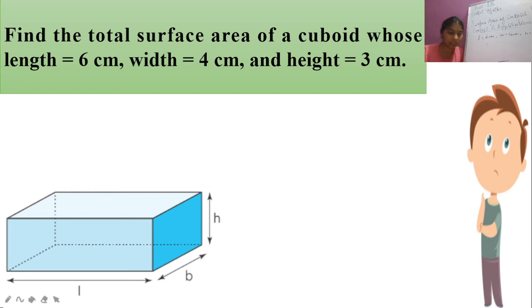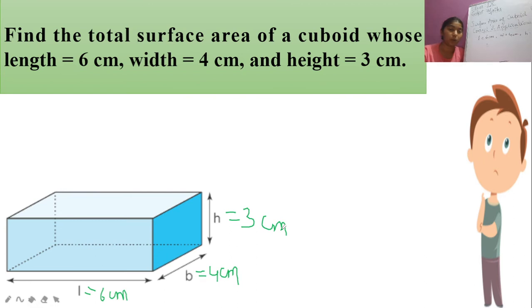Firstly, let's mark length and breadth for this part. We have length, which is 6 centimeter, right? We have a breadth, which acts as a width, 4 centimeter, and we have a height, which is 3 centimeter. Now students, we have to find the total surface area of the cuboid, given the length, width and height.